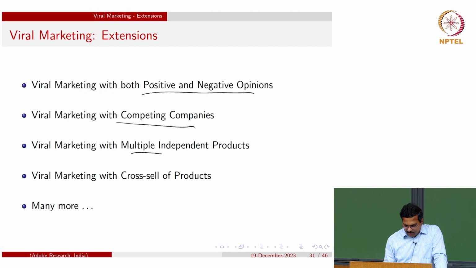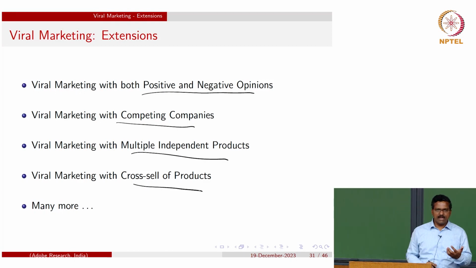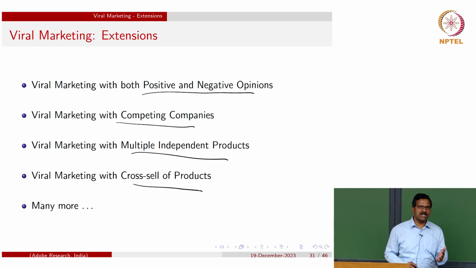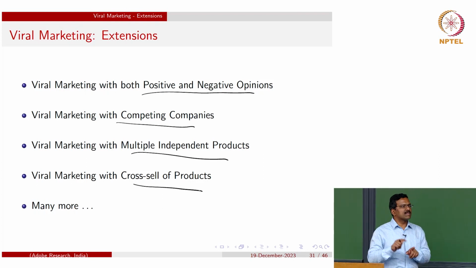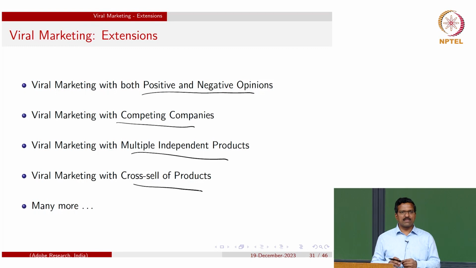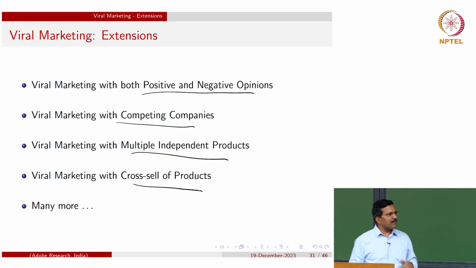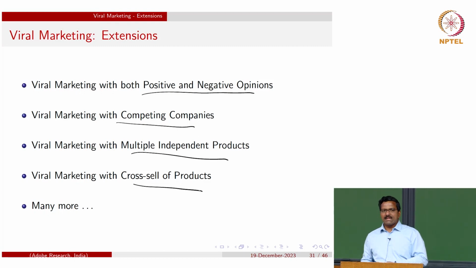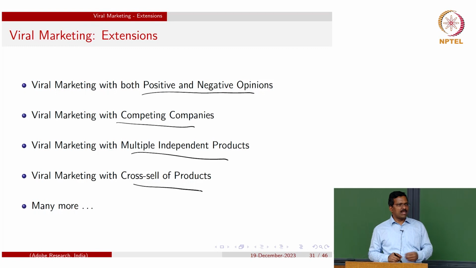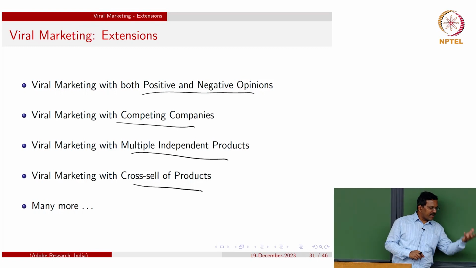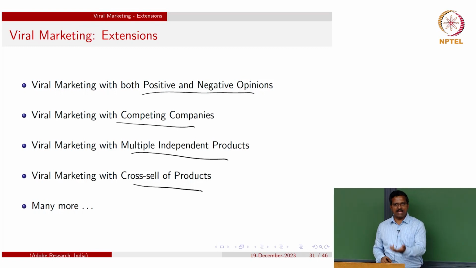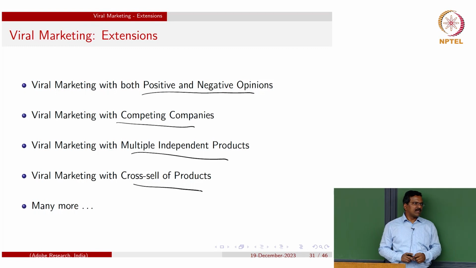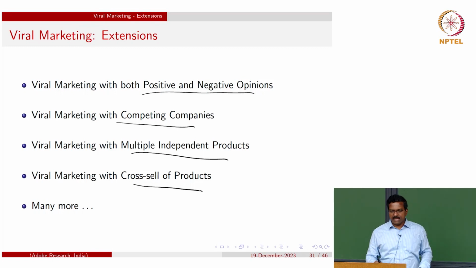Viral marketing with multiple independent products and cross-sell of products. Suppose I am a company introducing, let's say, 2 or 3 new products, but there might be some dependencies among these products. How do I take that into account? For example, computer and printer. I am introducing a new computer and a new printer into the market. So how do I select the top K influential nodes? I don't need to select K nodes for computers and K influential nodes for printers. I don't need to do that actually.